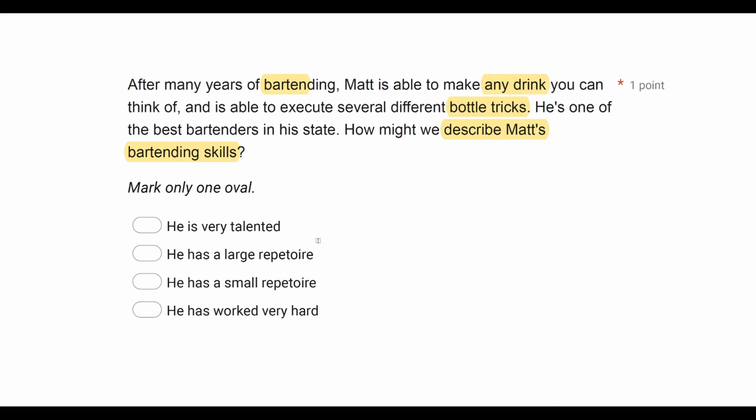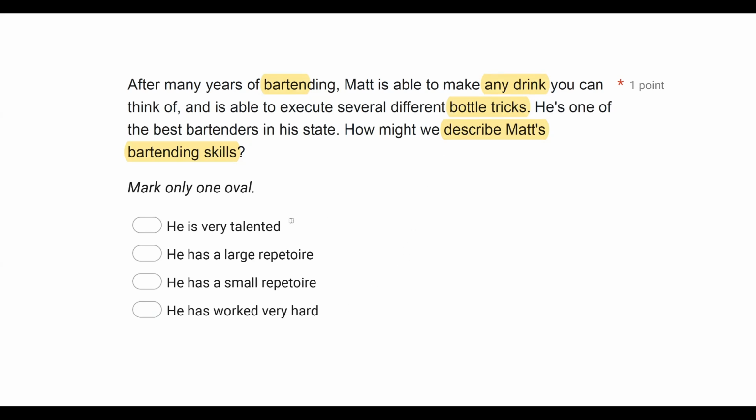Even if I don't think it's impressive, it's still a large repertoire. That is very objective. We would say Matt has a large repertoire. He doesn't have a small repertoire because he can make any drink. He has several different tricks. It's very large, right? He's got a lot of skills. And he has worked very hard.